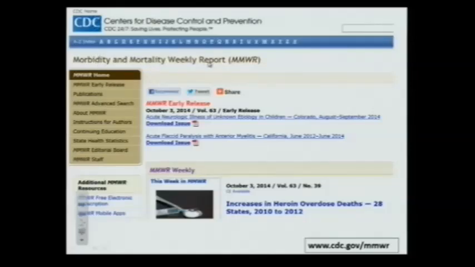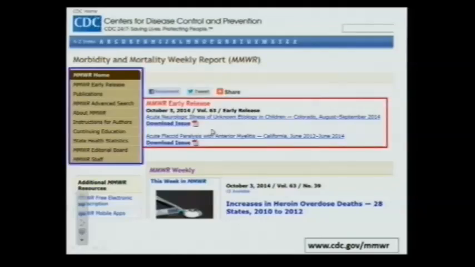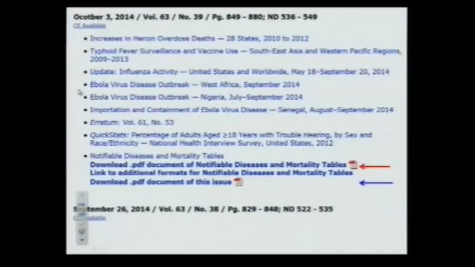I hope when you are out in practice, that either you or someone that you trust, with whom you work, will every week look at the MMWR. This is the issue of October 3rd. Look at this. Acute neurologic illness of unknown etiology in children in Colorado. Acute flaccid paralysis in California. Sounds like polio, but it wasn't polio. So here it says where to click on. If you click on publications, you can find all kinds of things.